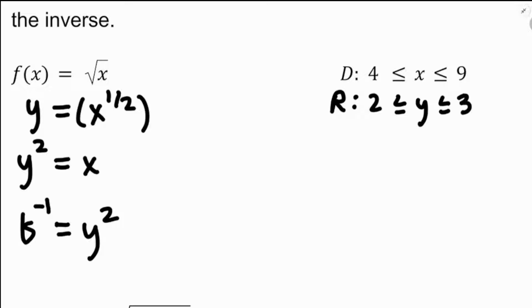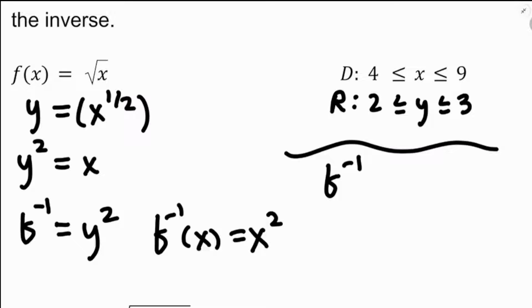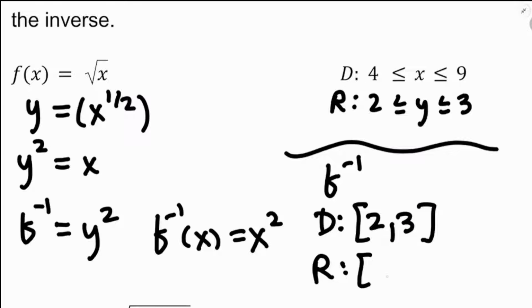So the input values I can put in, this one doesn't really have any plus or minus type restrictions. So f inverse of y is y squared, f inverse of x equals x squared. All right, so for the domain and range of the inverse, f inverse, the domain is going to be the range of f, and the range is going to be the domain of f. So 4 to 9.